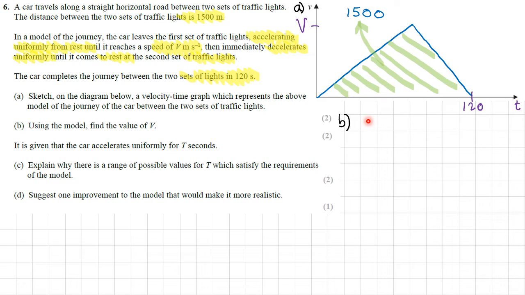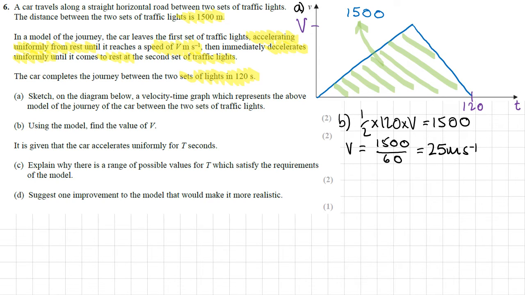So since it's a triangle, the area is half the base times the height, let's write that down. So half the base, so half 120 times the height v is equal to the area 1,500. So we just need to find v. Half of 120 is 60, so v is going to be 1,500 divided by 60, and that gives v as 25 meters per second. That's the velocity there.